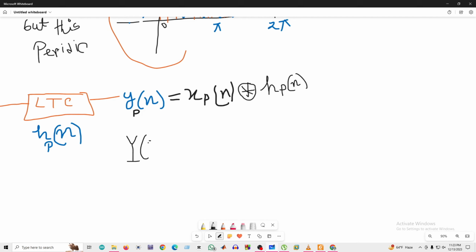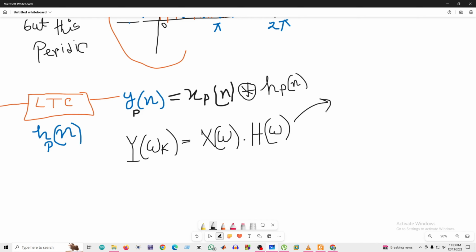In the frequency domain, this is y of omega k. This is the frequency domain analysis, and this is capital X of omega, multiplied with the impulse response domain transform, that is the transfer function. So this is the transfer function, and you can say that this is your filter response, because you are actually filtering the x of omega by multiplying with the filter response, that is the frequency response.